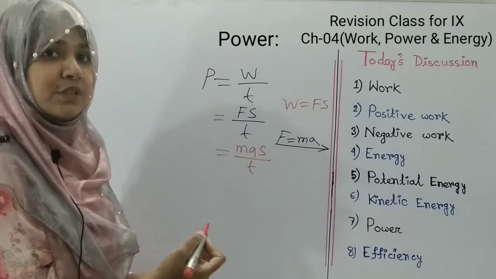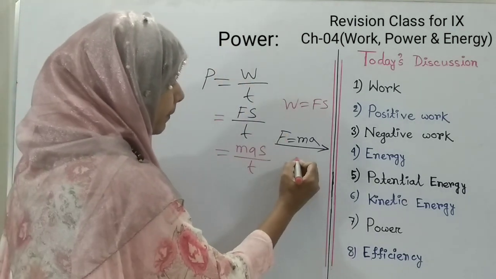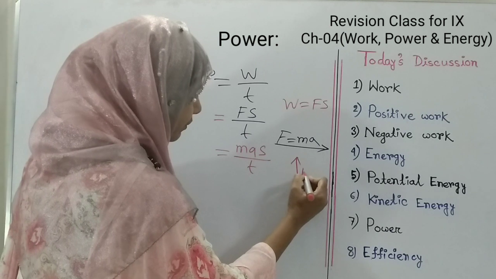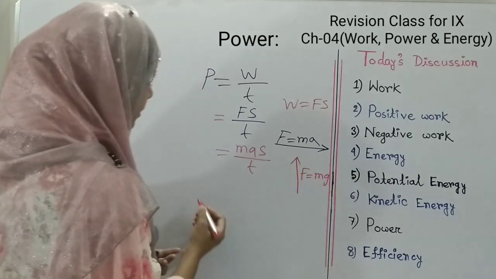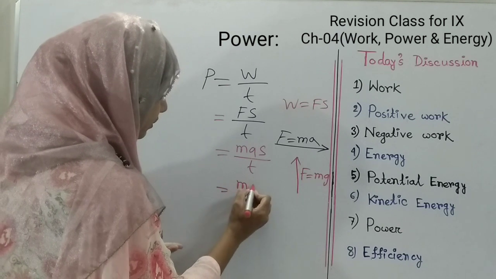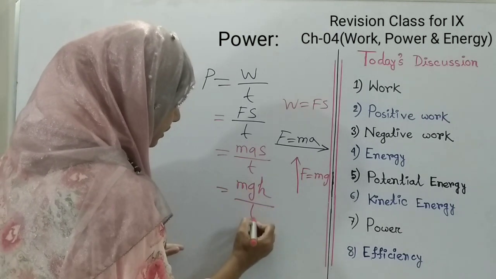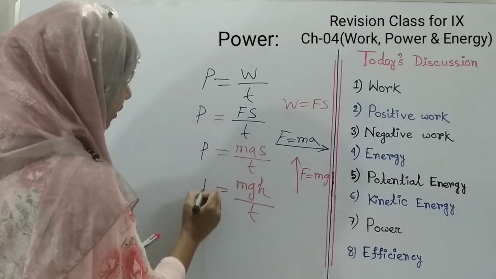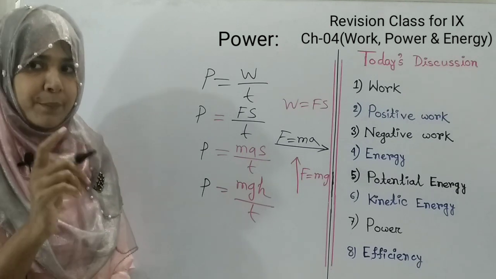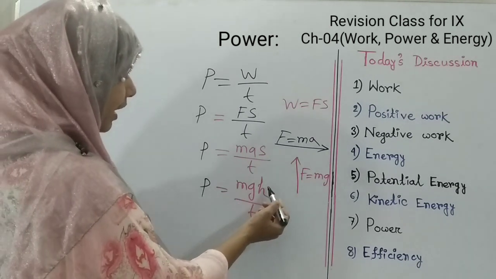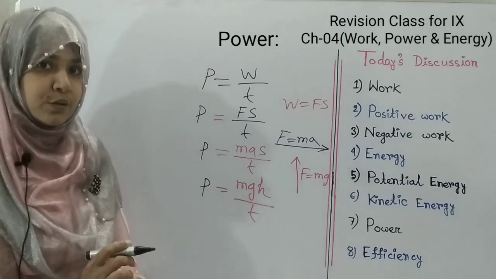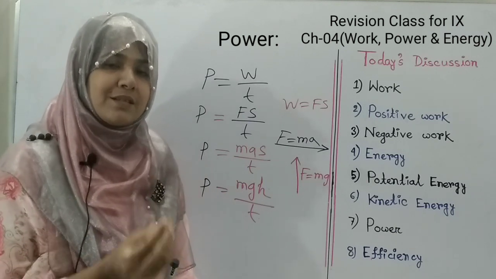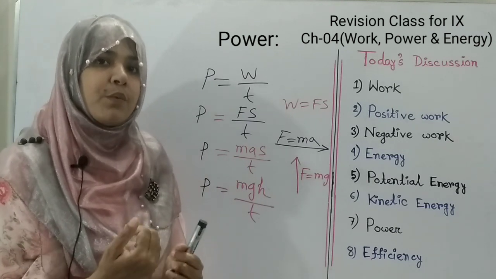But if the force is applied in the upward direction, then the equation will be F equals m g. So instead of m a s, we can use m g h by t. So here you can see that there are 4 formulas for power, and power depends on the mass, height and time. That means among 2 persons who are doing the same amount of work, the person who does the work in less time will be more powerful.